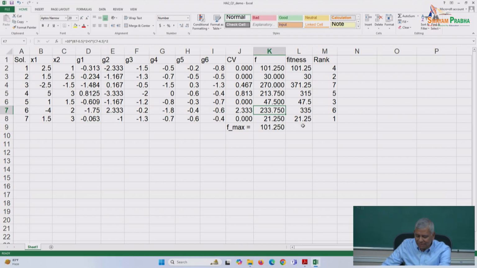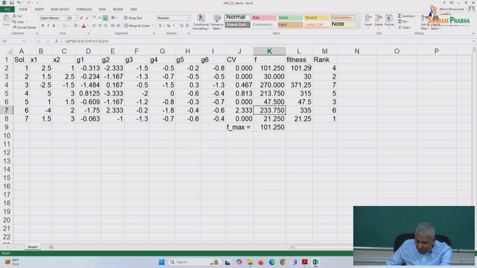After you get that, can you rank them? Obviously we are minimizing the fitness, so which is the best one here? Best one is 21.25 out of all of these. Second best is 30, third best is 47.5, fourth best is 101, fifth is this one, sixth is this one, and the worst is this one.